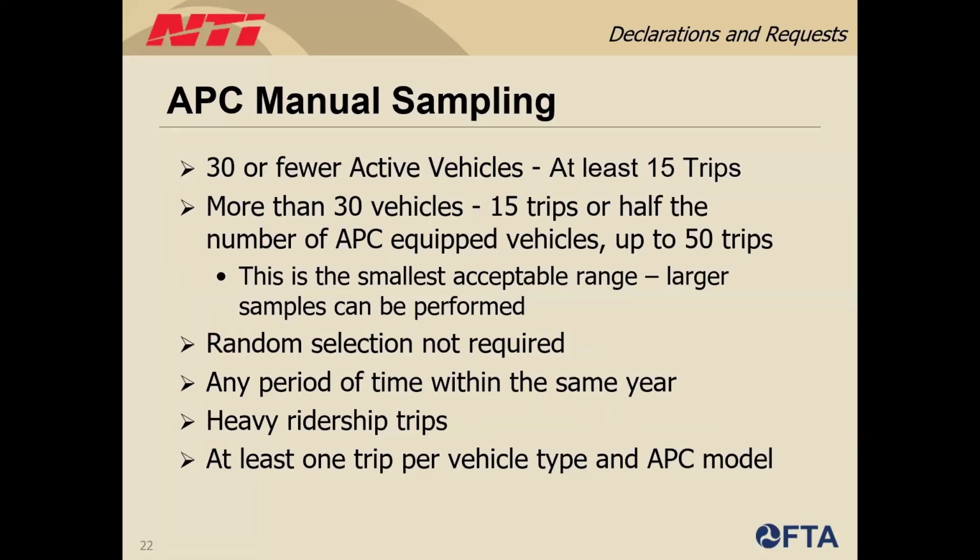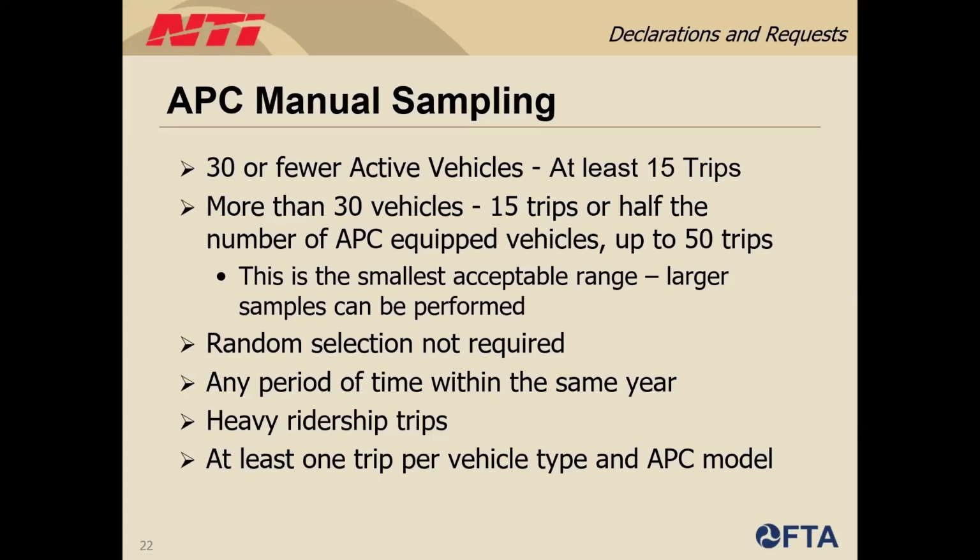Part of the APC certification process involves comparing manual samples against APC data. If you operate 30 or fewer active vehicles, you need to manually sample at least 15 trips. If you operate more than 30 vehicles, you need to manually sample either 15 trips or half the number of your APC-equipped vehicles, whichever is larger, up to 50 trips. This is the smallest acceptable range for APC certifications, but you can conduct larger manual samples at your discretion.